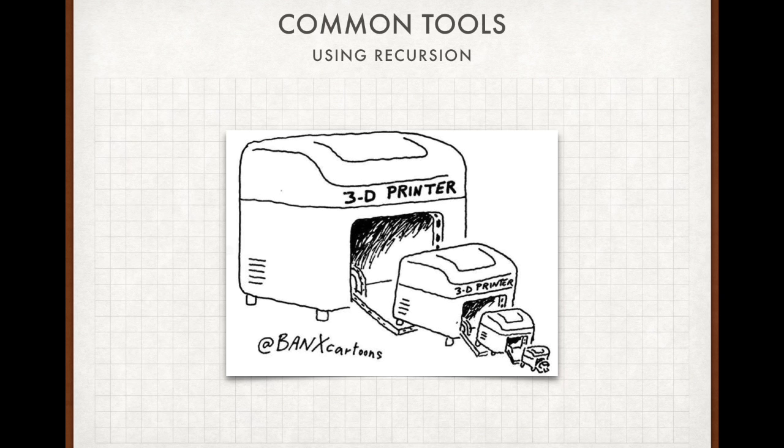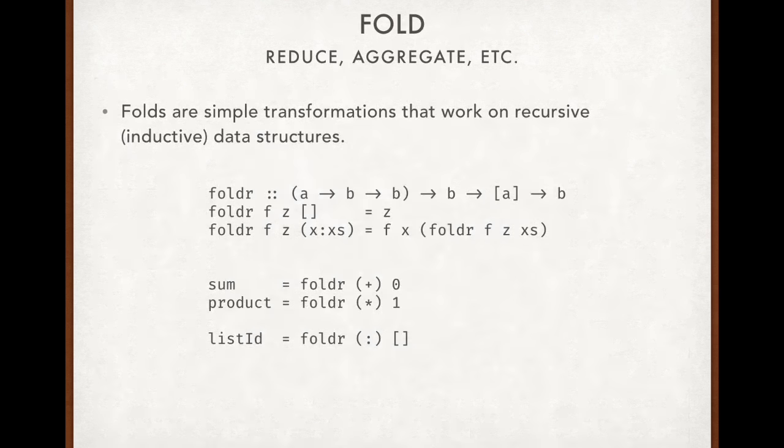And some common tools that we use, we often use recursion without knowing it, especially in Haskell. So the basic one that you use is called a fold. In other places, it's known as a reduce or an aggregate, something like that. And they basically just work on recursive, slash inductive, data structures.